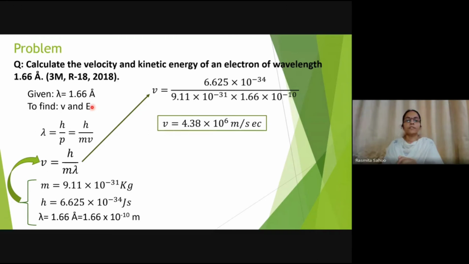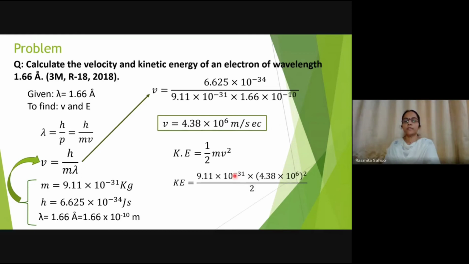We were supposed to calculate the velocity and the kinetic energy, right? Now we have calculated only the velocity. We need to calculate the kinetic energy as well. So how are velocity and kinetic energy related? That is a very simple formula. Kinetic energy is equal to half mv square. Mass is known to you and v we have also calculated. Just putting these values over here, kinetic energy is equal to mass times the velocity square divided by 2. So it is equal to 8.74 into 10 to the power minus 18 joule.